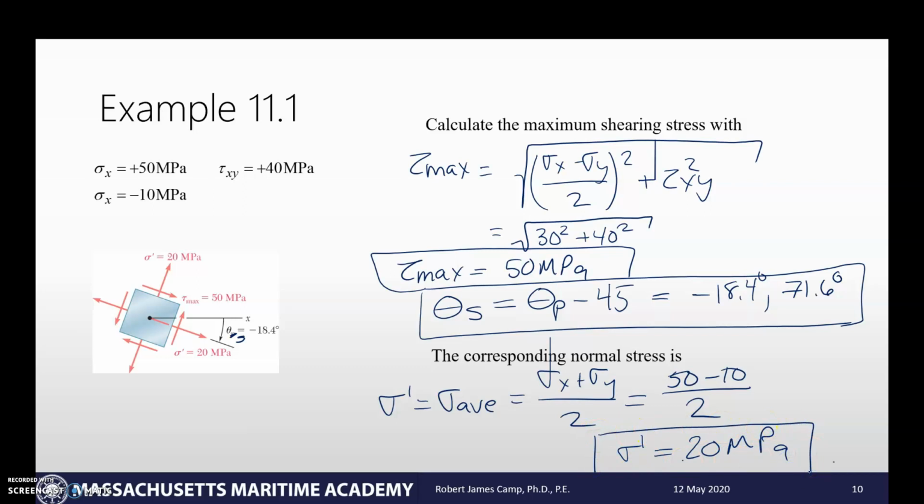And so that's going to be the normal stress where our shear stress is maximized. The other interesting thing is that's going to be for both the X and the Y values, because that's going to be the average stress, so the transformed stress is going to be the exact same. And once again, that's kind of captured in this picture. You can see the normal stress along the X transform and the Y transform are both going to be 20 megapascals.